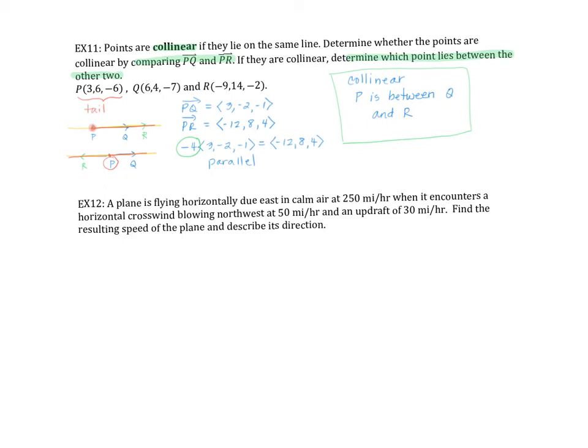Let's look at our last example, and this is similar to the example that we saw in the previous section. We're going to be looking at a plane flying horizontally. It's going due east in calm air. It's traveling at 250 miles per hour. It encounters a horizontal crosswind blowing northwest at 50 miles per hour, and then an updraft of 30 miles per hour. So we want to find the resulting speed of the plane and describe its direction.